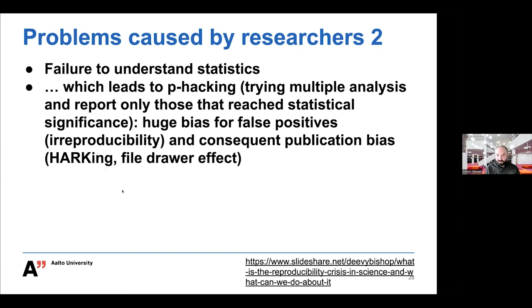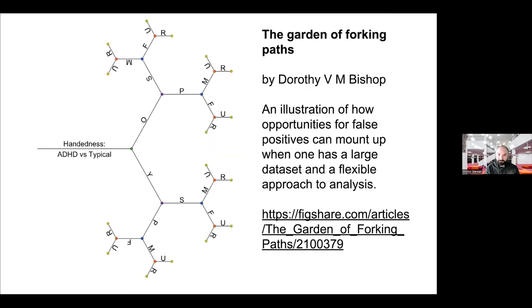your false positive. And then, of course, on the opposite side, there's the file drawer effect: unfortunately you're not able to replicate the false positives that some others have found, and then you never publish the negative results. They will stay in your file drawer, and science will not advance because of that.